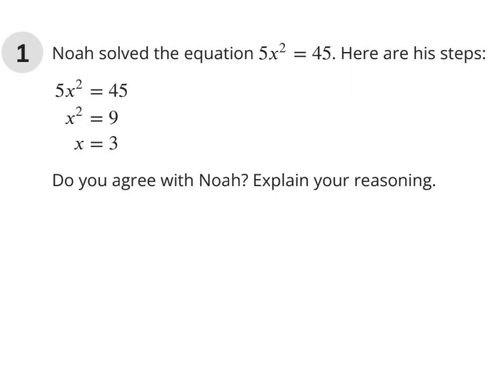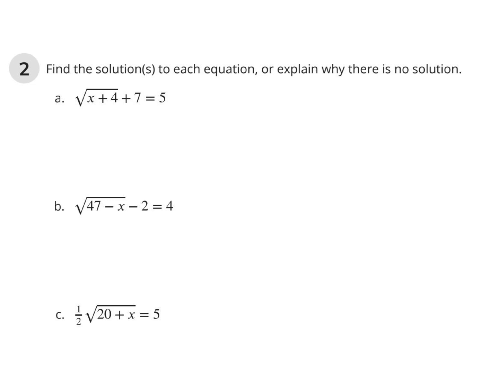Noah solved the equation. Here are the steps. Do we agree with Noah? Noah's partially right, but Noah forgot the -3 part. When you take the square root of a positive number, there are two answers, plus and minus. So Noah's partially right. Okay, so let's find the solution to these equations.